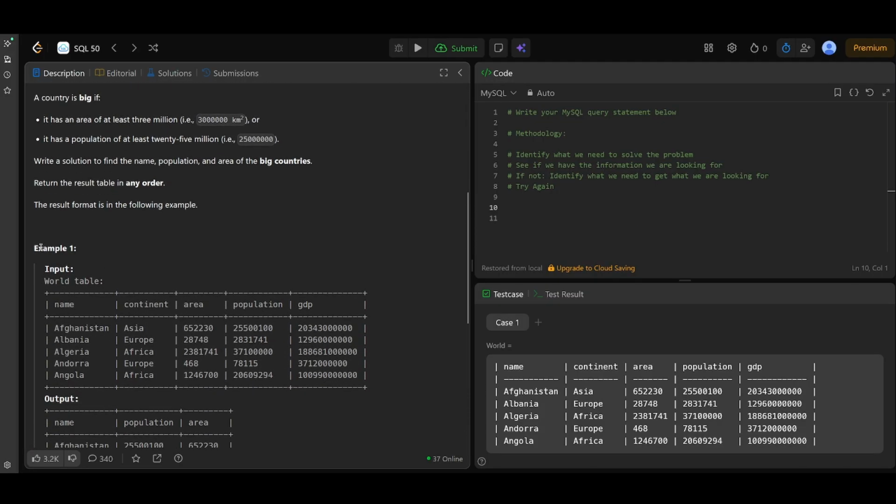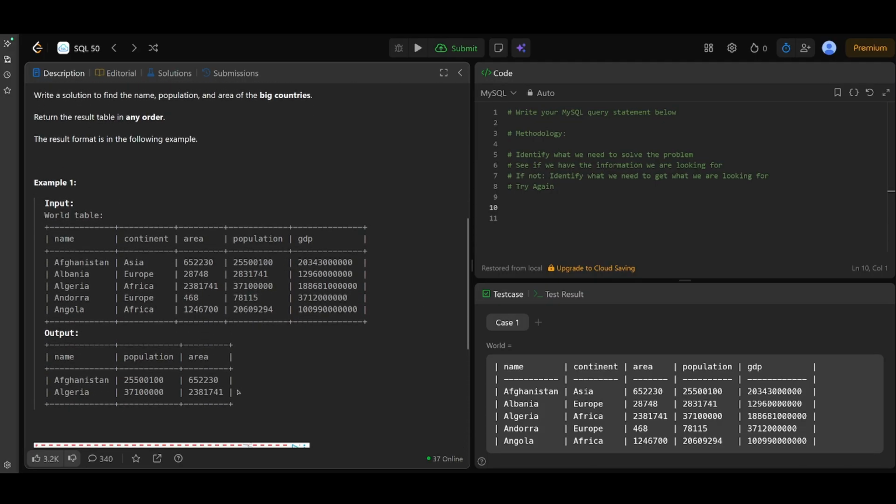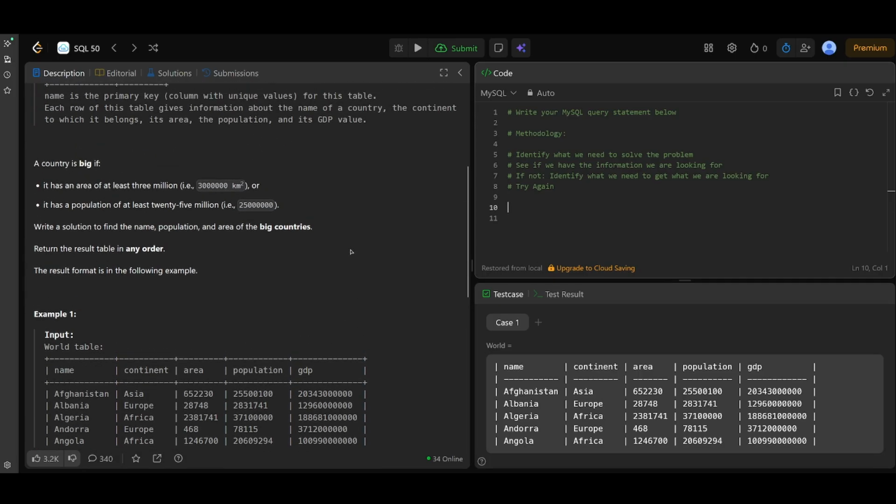Here it tells us the name is the primary key. And in the example below, it gives us a visualization of what the solution will look like, and this is pretty standard for all SQL questions on LeetCode. However, in an interview, you might not get a visual example like this. But when you're practicing and solving these questions, I think it's good to take a look at these. It helps build that intuition of what solutions will look like. So as the question depicted, we have the name, population, and area of the big countries, quote unquote. Let's get started on writing out the solution.